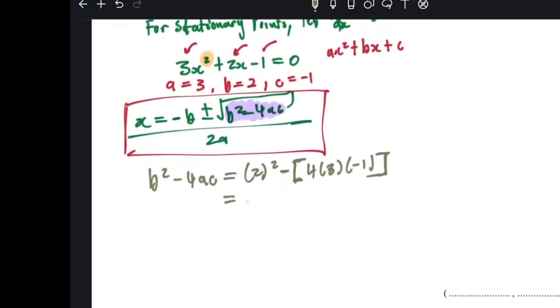This becomes equal to 2 squared is 4 minus, you open this bracket, 4 times 3, that's 12, times -1. You put it in your calculator, okay? This one you won't have a calculator. So 4 times 3, that's 12, times -1, that's -12. So this is actually 4 plus 12, which is 16. See, they're giving you easy ones.